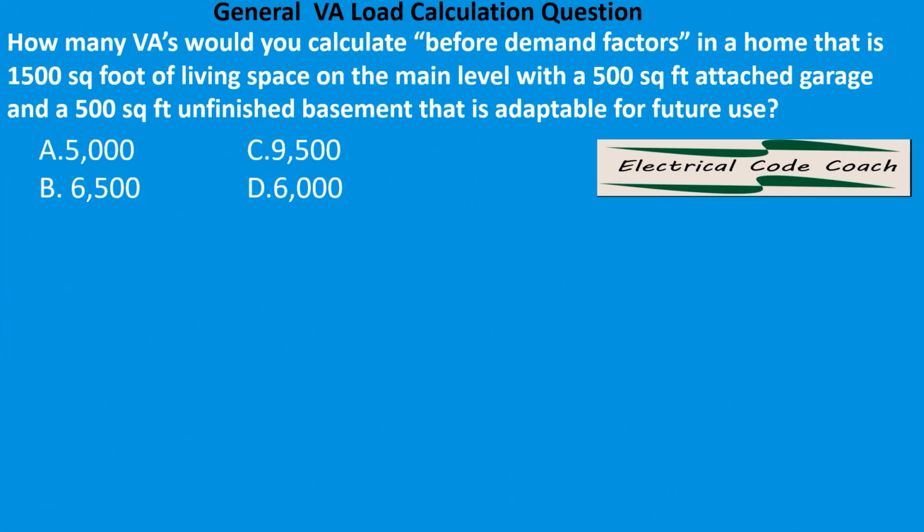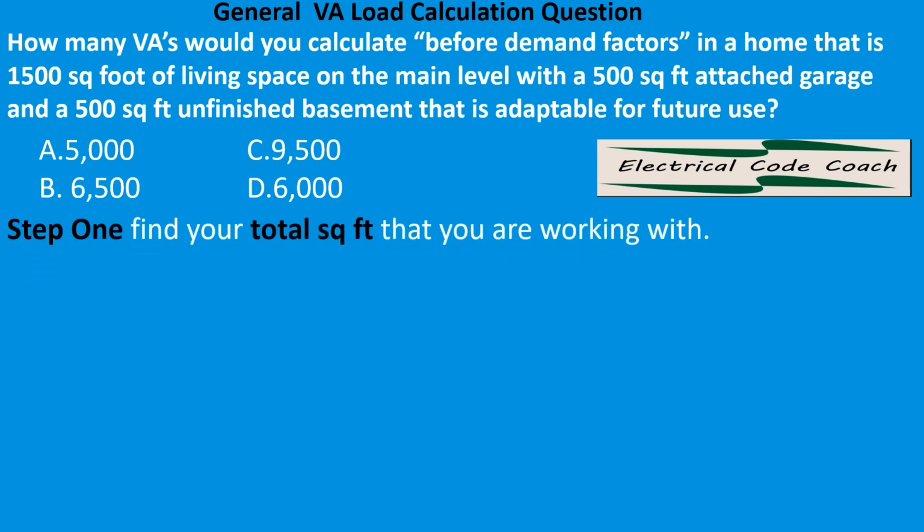All right, so let's learn how to apply this. How many VAs would you calculate before demand factors? And we're going to learn about demand factors in a few minutes. First, we have to learn how to calculate the VAs themselves and figure out what our total VAs are. So how many VAs would you calculate in a home that is 1,500 square foot of living space on the main level, a 500 square foot attached garage, and a 500 square foot unfinished basement that is adaptable for future use? So we have to just take our time and pick apart our question.